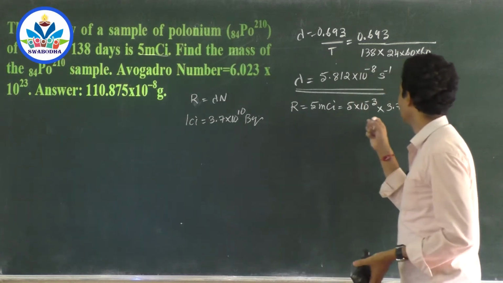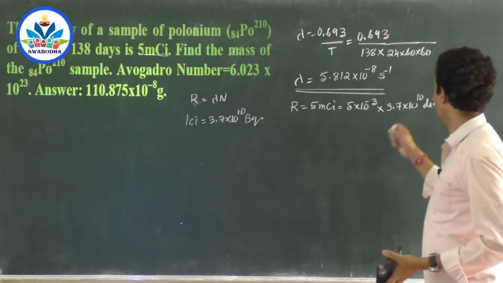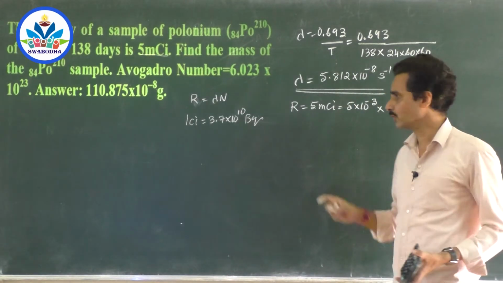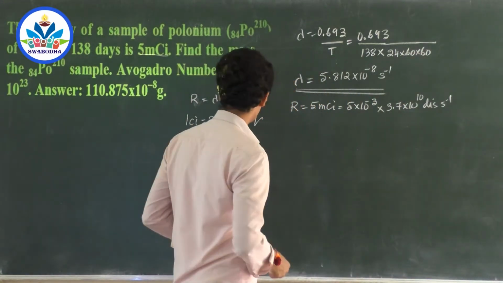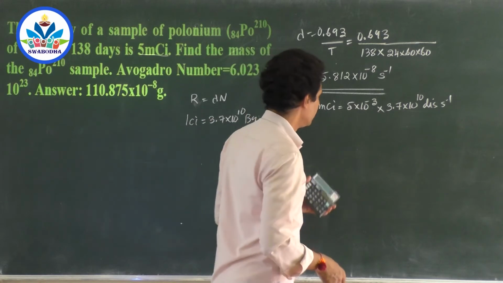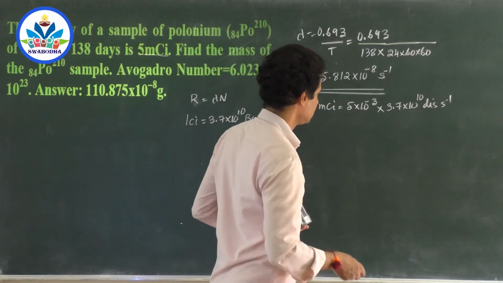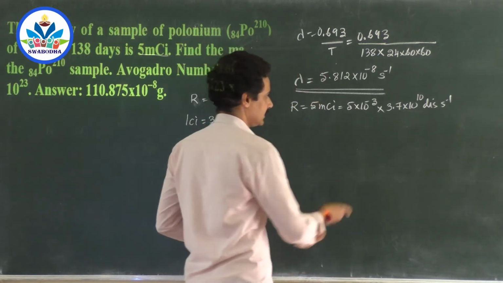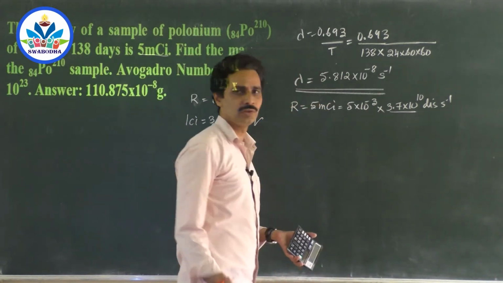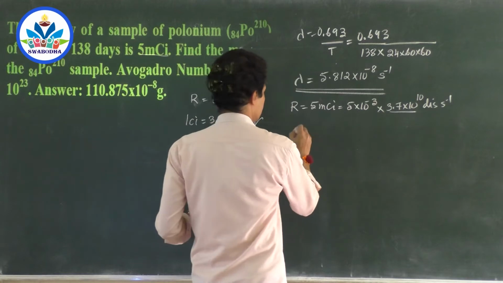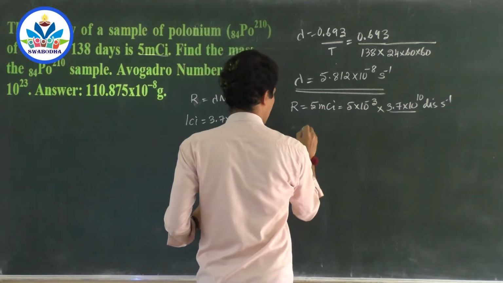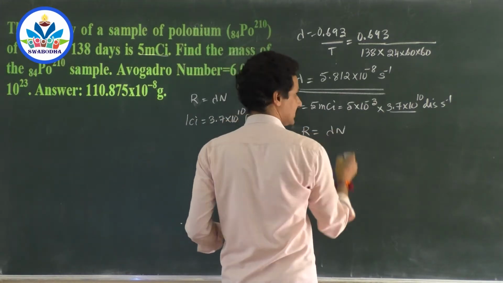So 1 becquerel is 1 disintegration per second, so many becquerels. So that is the activity. Okay, that is correct. R is equal to 5 millicurie, 5 into 10 to the power minus 3 into 3.7 into 10 to the power 10. So this is used to convert curie to disintegrations per second.